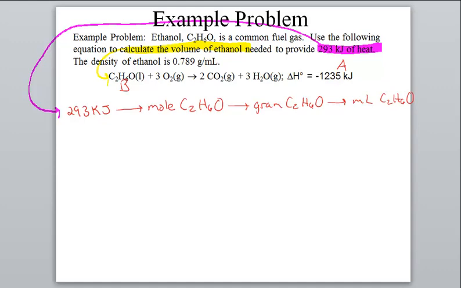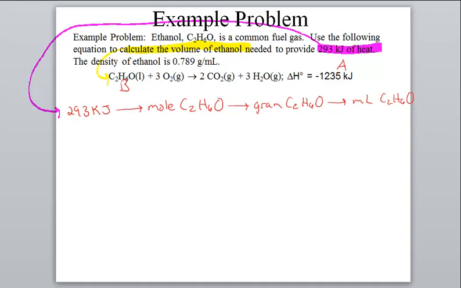For some process, we need 293 kilojoules. The chemical reaction says for every 1 mole of ethanol that reacts, you can get 1235 kilojoules. The chemical reaction gives you a relationship between energy and moles of the ethanol. Then we know molar mass can be used to go between moles and grams, so we can use the molar mass of ethanol to determine how many grams of ethanol need to react.